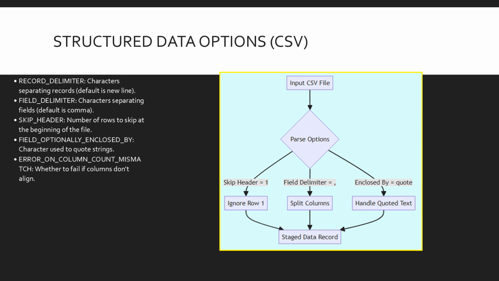We trace a CSV file's journey through parsing options. The input CSV enters the decision diamond. If skip header is set, the first row is ignored. The field delimiter splits the raw text into columns. The enclosed by setting ensures commas inside quotes are treated as text, not delimiters. All these logic paths converge to produce a clean, staged data record ready for loading.